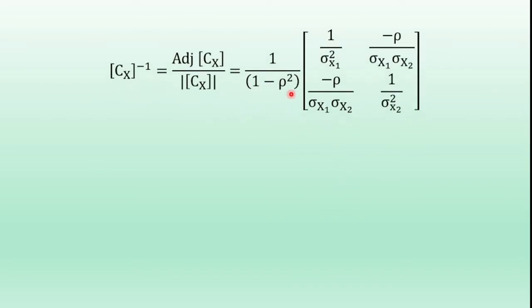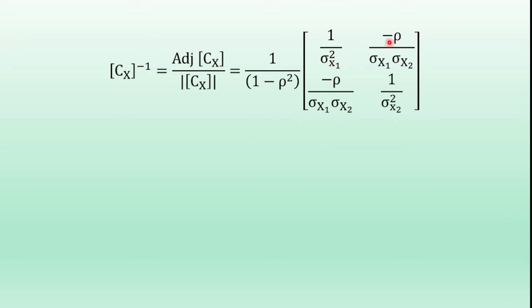1 by 1 minus rho square, 1 by sigma x1 square, minus rho. And now here, what is the term? The adjoint matrix term sigma x2 square divided by the determinant. And what is the determinant? Sigma x1 square sigma x2 square into 1 minus rho square. So in numerator and denominator sigma x2 square is common and cancels, and the remaining term is 1 divided by sigma x1 square into 1 by 1 minus rho square. For all the terms, 1 by 1 minus rho square is common, that is written before the matrix. And the remaining term here is 1 by sigma x1 square.